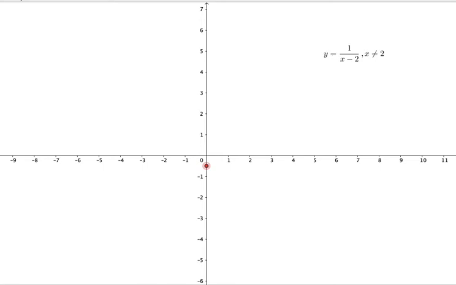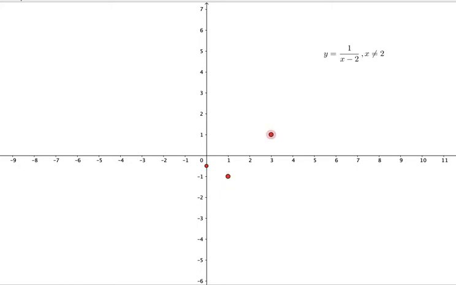Maybe I'm going to say, when x is equal to 1, what is the y value? What we see is 1 divided by negative 1, so our y value is negative 1. Now that's curious. Now I'm also curious when x is equal to 2. Okay, please don't do that because x cannot be equal to 2. Right? 1 divided by 0 is not a thing. However, x is equal to 3, that's 1 over 3 minus 2, so 1 over 1, which is 1. The y value is 1.